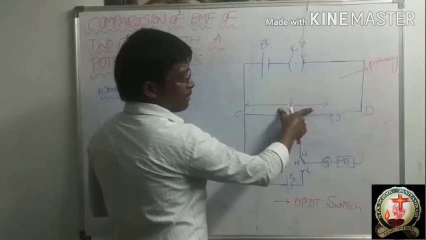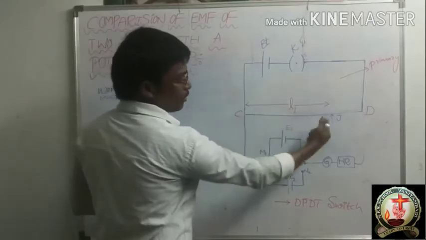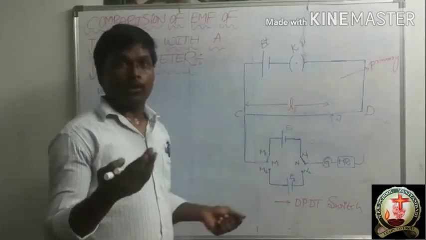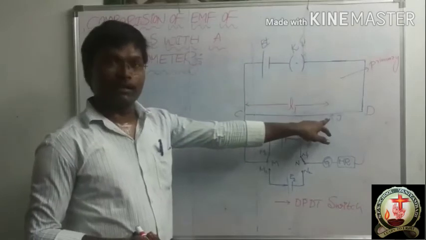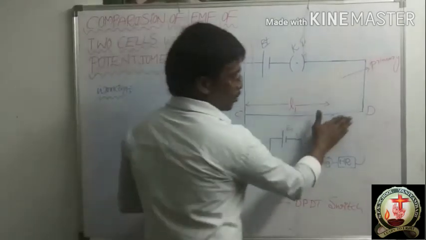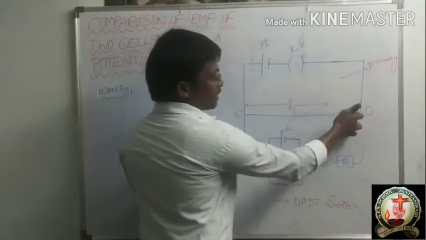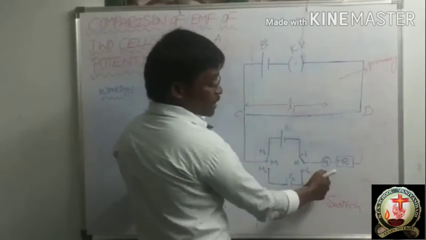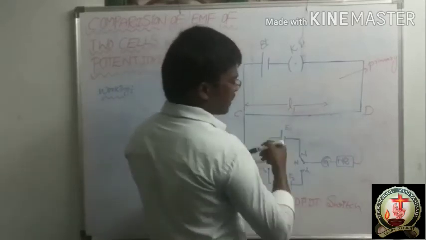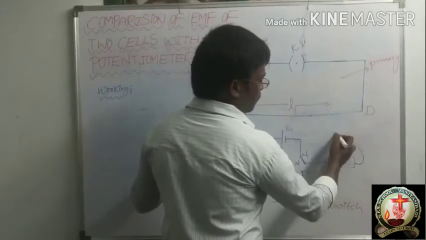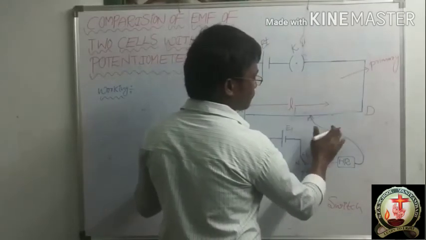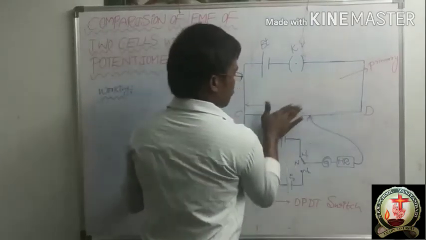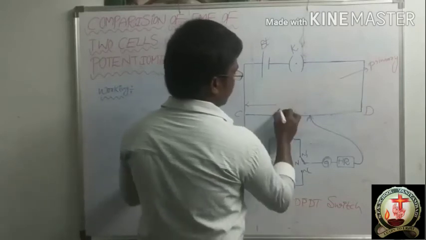I will measure the length from this end to here. So this L1 is the balancing length. You may doubt, why am I taking the balancing length here itself? The jockey is moving like this and like this. At this point, the galvanometer shows zero deflection, which means this is the balancing length. This is L1.